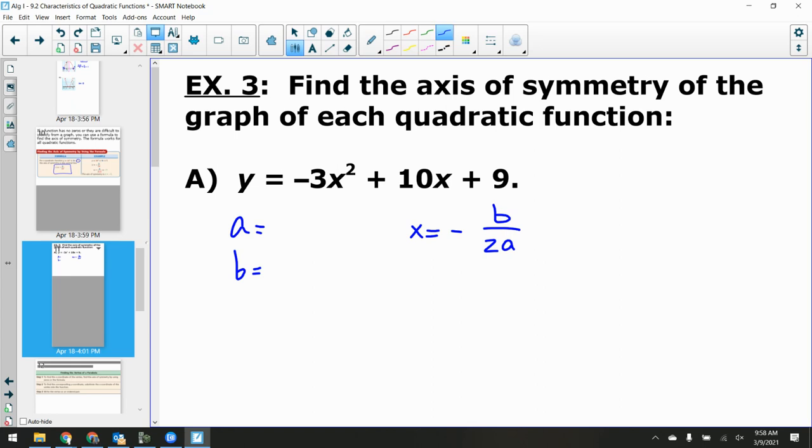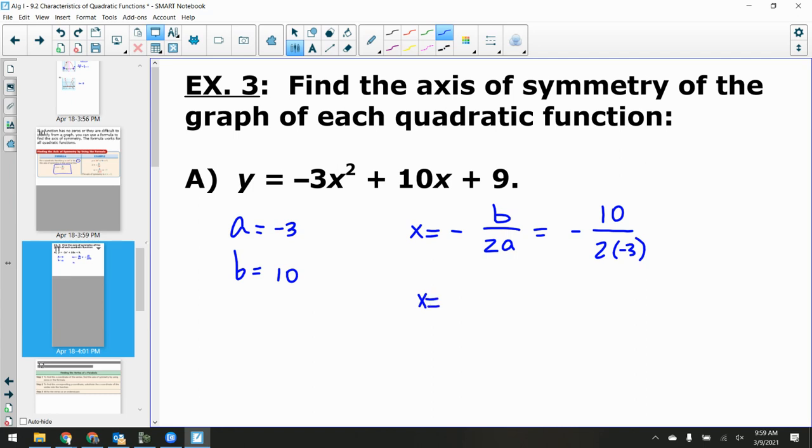Okay, what's my a value? Negative 3. Dane, what's my b value? 10. Again, my c value I'm not going to use. I guess I should have started this way before even identifying. Is this in standard form? Yeah, you always got to make sure it's in standard form before you start identifying A, B, and C. All right, so let's plug it in. We got a negative out front. B is 10 divided by 2 times my A value is negative 3. All right, and now let's evaluate.